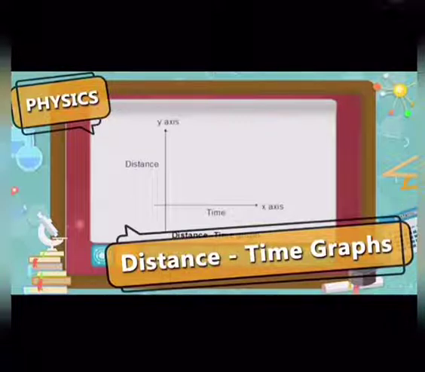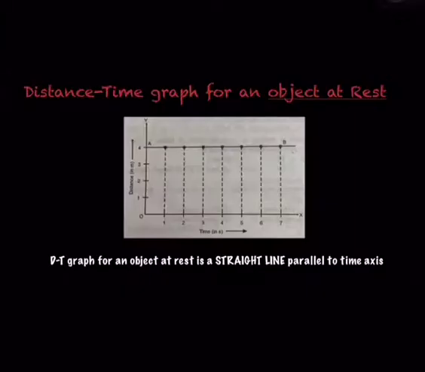Now let us start with the distance time graph. Distance time graph represents the change in the position of the body with respect to time. In this graph, time is taken along the x-axis and distance is taken along the y-axis. Now the first case is distance time graph for an object at rest. Rest means the position of the body does not change with time.